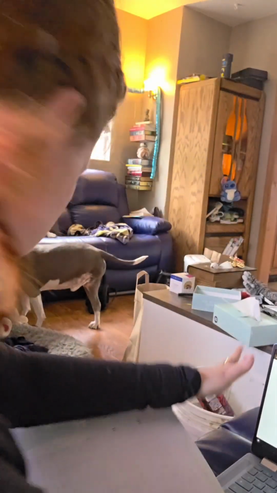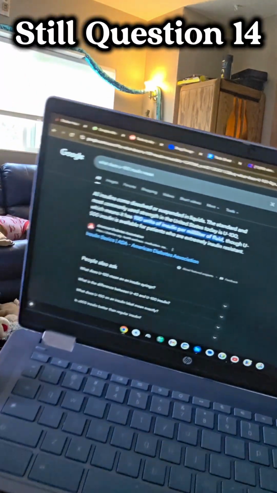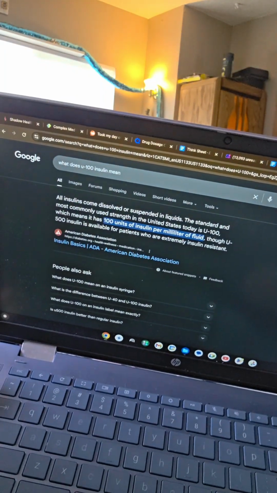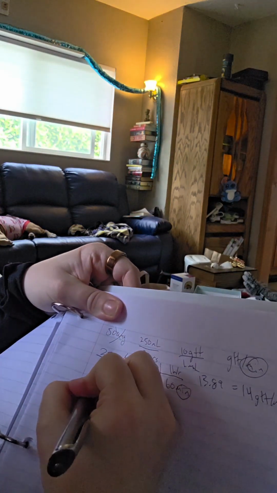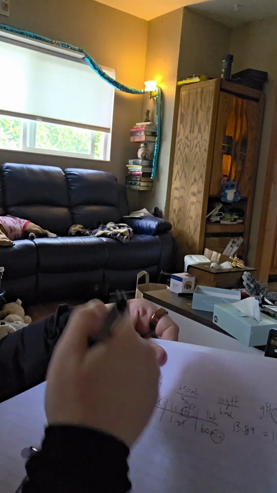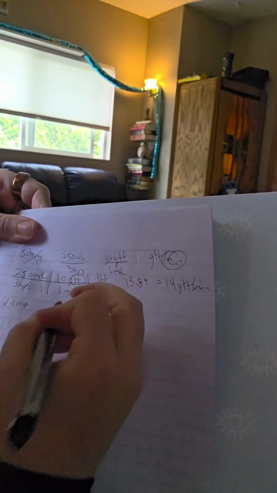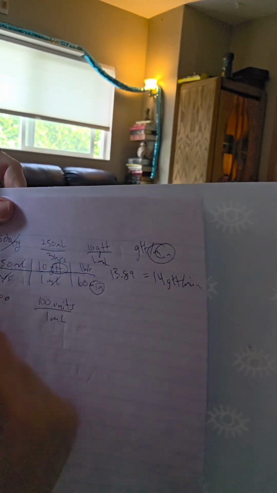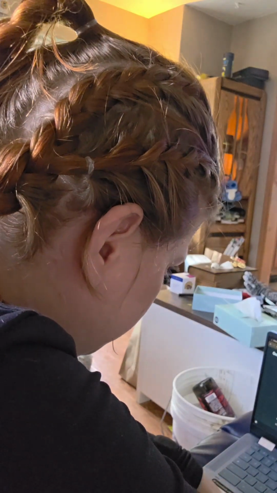Okay, I'm gonna hold on. So I googled what U100 means, and U100 means 100 units of insulin per milliliter of fluid. So U100 actually means 100 units per 1 milliliter. Okay, let's go back to the question.